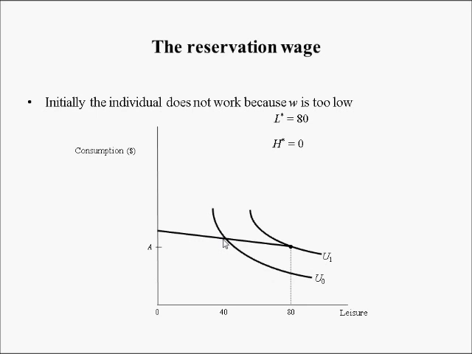The reason why this person doesn't work: if this person was working, say 40 hours a week, which point makes them happier, this point or that point? Well, remember, indifference curves that are closer to the origin represent lower levels of utility. So this person is not going to work 40 hours a week. They'd rather work nothing each week, take 80 hours of leisure, and collect that allowance.